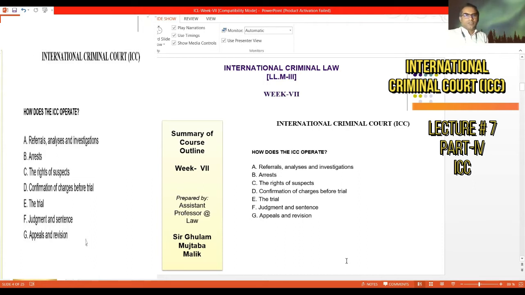So that was the first topic, referrals, analysis, and thereafter investigations. The next topic, after investigation, is arrest. This is the second topic: how arrest will be made. Who has the power to issue a warrant of arrest or summons to appear? How will the ICC arrest the suspects or issue the summons?